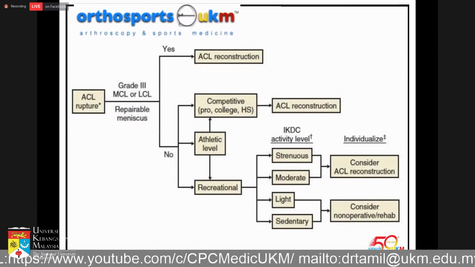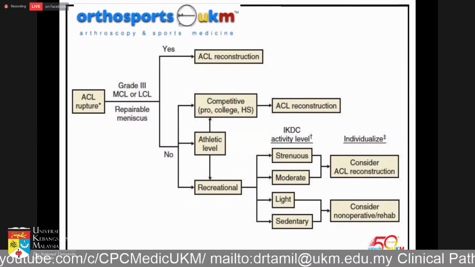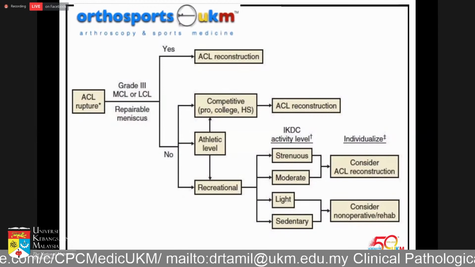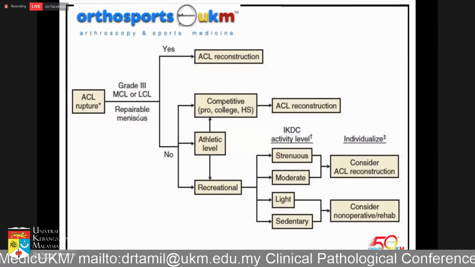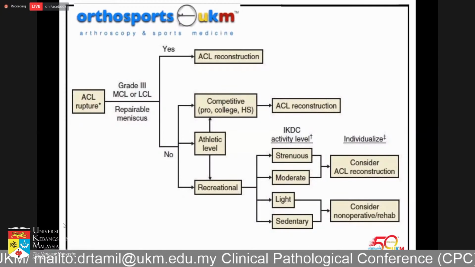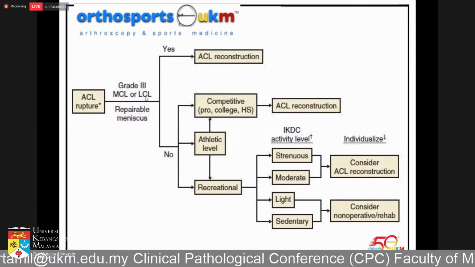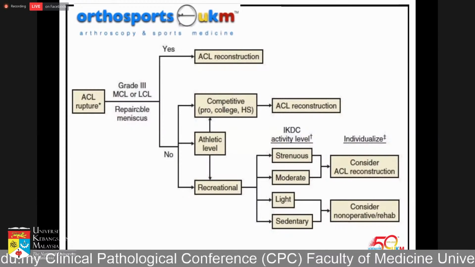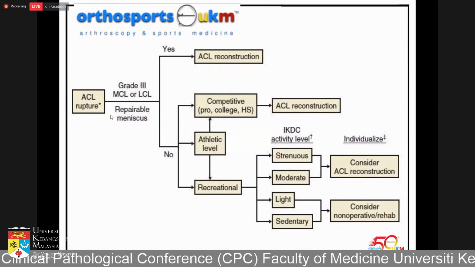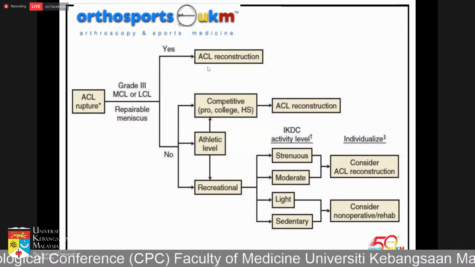So this is the algorithm for the patient who you suspect has an ACL tear. Number one, we see whether this patient has any concomitant injuries or not. For example, medial collateral ligament or lateral collateral ligament tear, or the patient has a repairable meniscus tear. If the patient has this concomitant injury, then we proceed for ACL reconstruction.